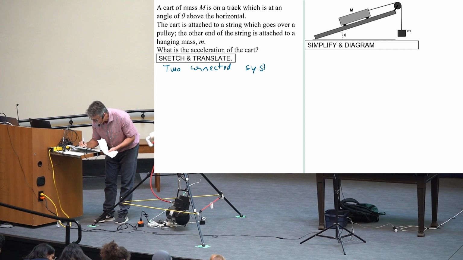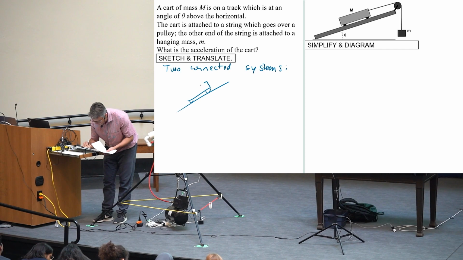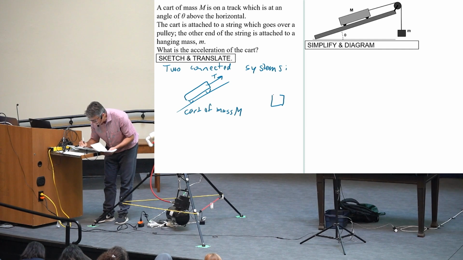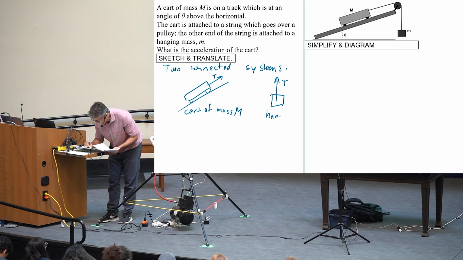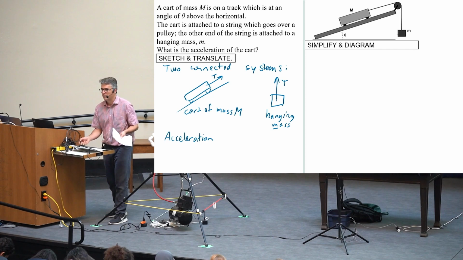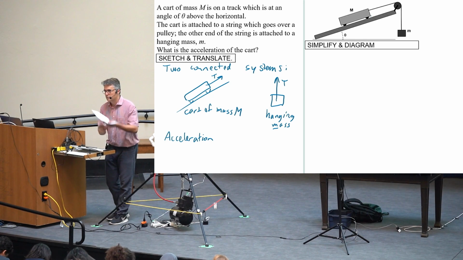One is that I've got this cart, which I can kind of try to draw. And the tension is pulling it up the hill. Cart of mass capital M. And the other is I've got this hanging mass, where the tension is pulling it up, lowercase mass. And the acceleration magnitude is the same for both because they're connected by a string. So I think if the hanging mass moves like 1 centimeter down in some amount of time, then since they're connected, the cart has to go that same distance, right? Sort of like moving together.